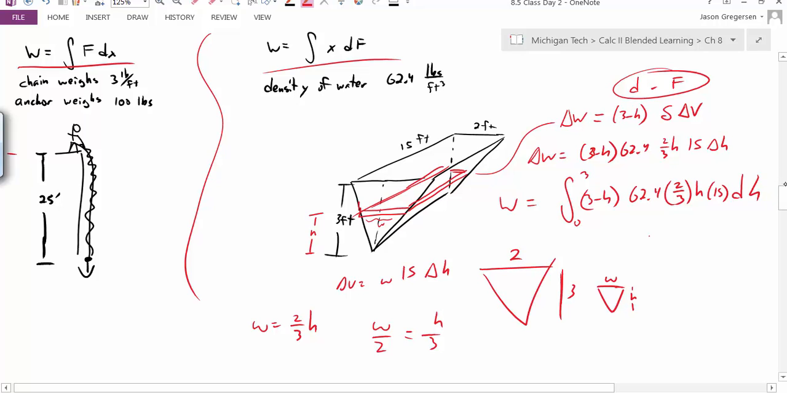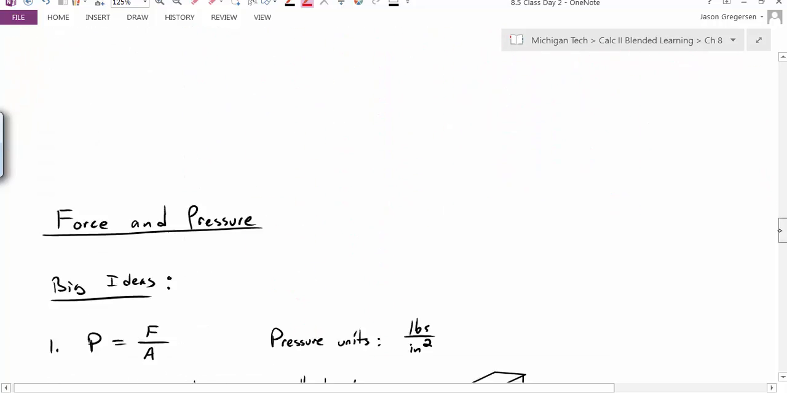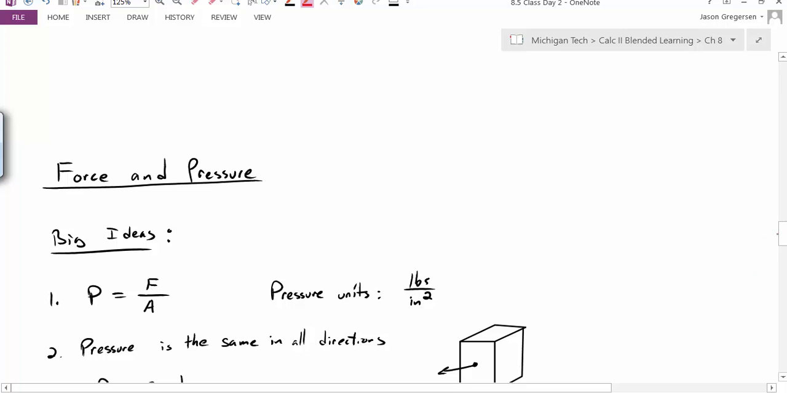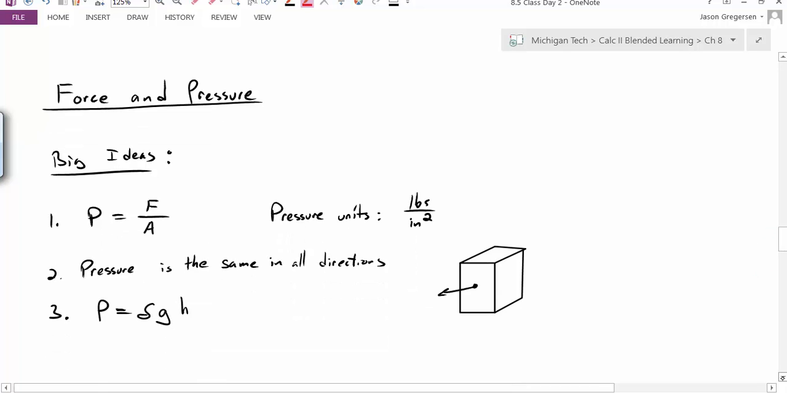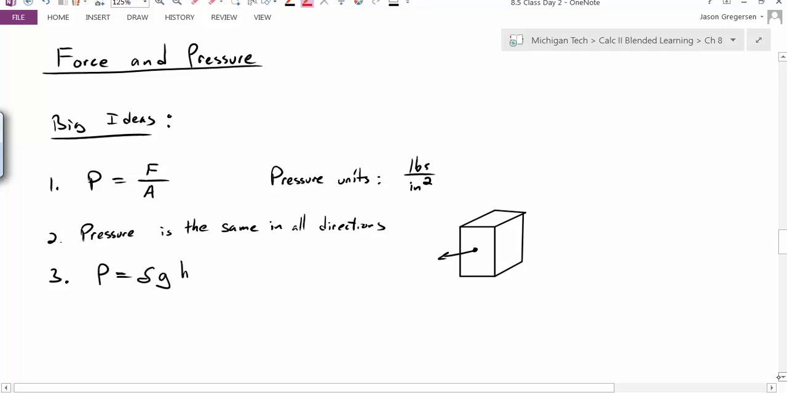All right. Last thing I want to cover before we get into a bunch of practice problems from the homework is this idea of force and pressure. The last topic in 8.5.